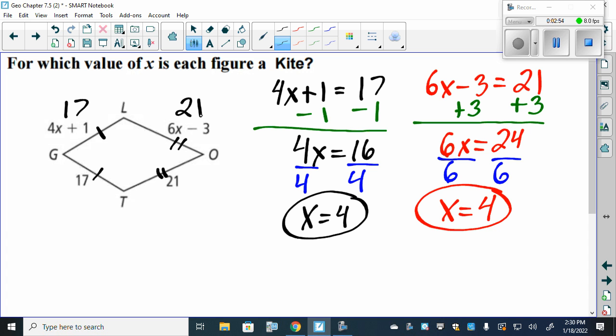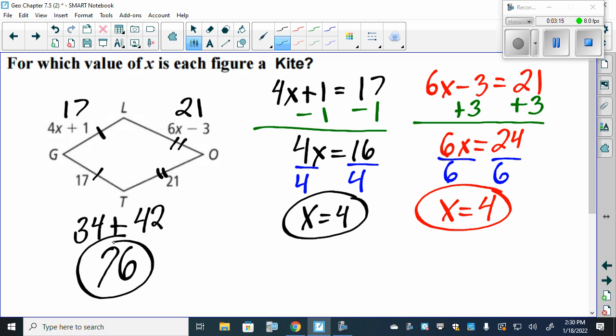And if we wanted to find the perimeter, all we'd have to do is what? Add the 4 sides together. Well, 17 and 17 would be 34, 21 and 21 would be 42. So the perimeter for this here would be 76. 76, if we added them all together. Any questions on this here?